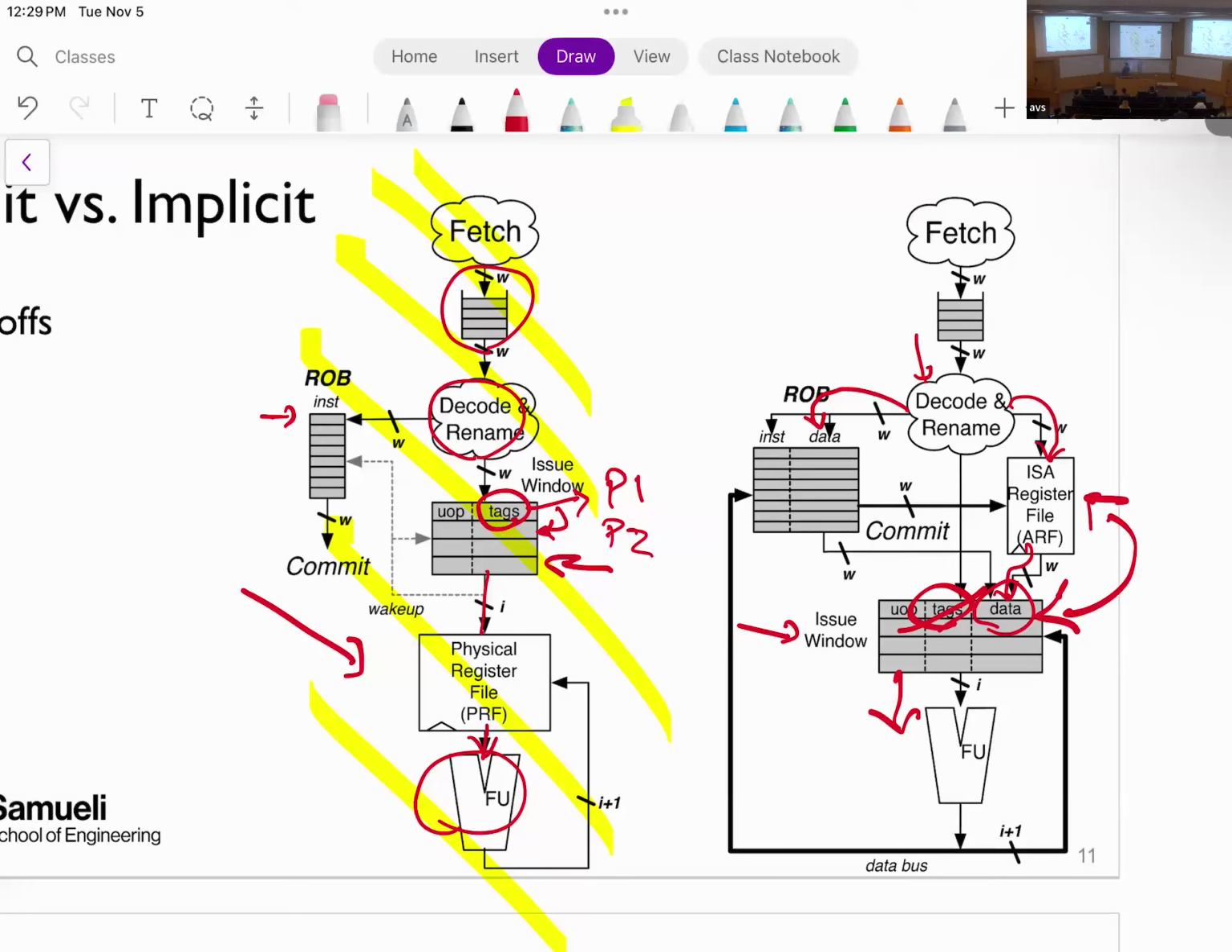Yes, I'm going to show you the data capture just in the next slide, so you'll see what it means for data capture. Yeah, so these are all registers. Think about that. You have kind of another column of registers in your reservation stations where you can store the values.